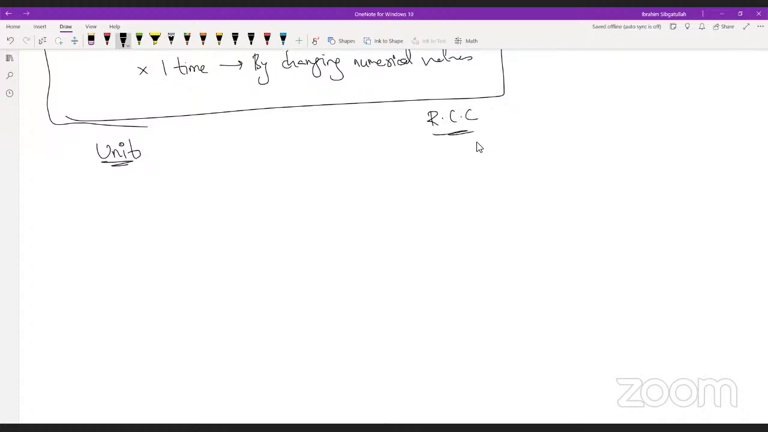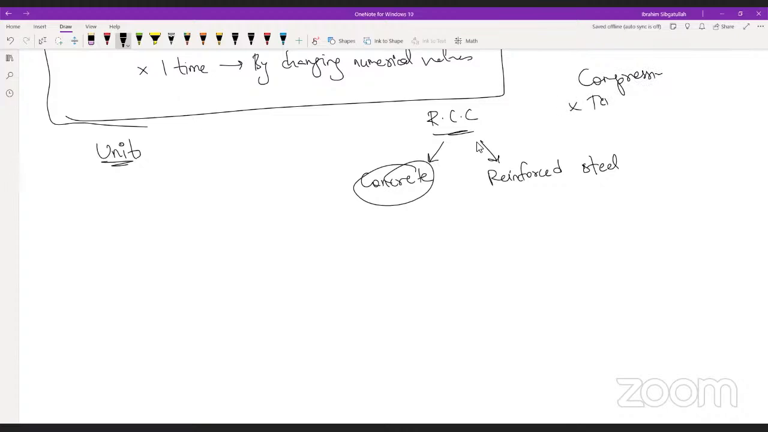When it comes to RCC structure, there are two things which are present. One is concrete, another is reinforced steel. Concrete is very good in compressive stress, but it is very poor in handling tensile stress. That's the reason why steel is added into concrete to make it into reinforced cement concrete, so that whatever structure we are building is strong in both compression as well as in tension.